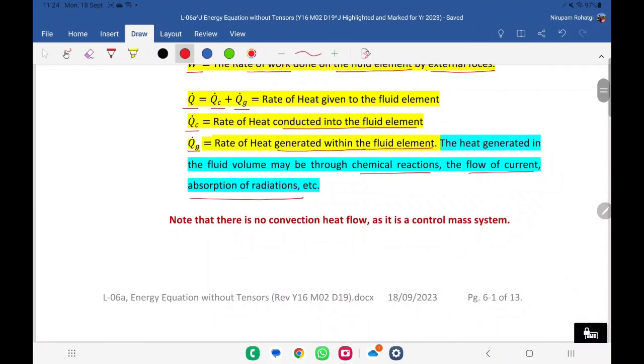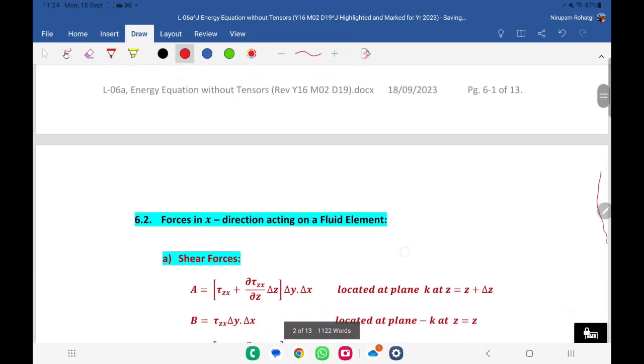Okay. Note that there is no convection of heat. We have not considered convection of heat, and the reason being that convection is carried by the mass. As no mass is entering in, no convection of heat will take place. Okay, it's a control mass system. Now let us proceed further.